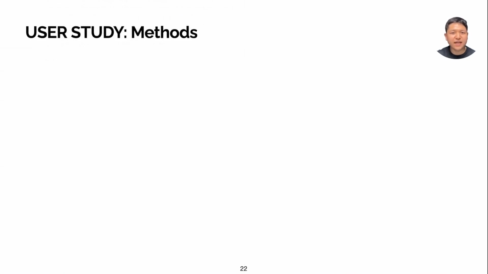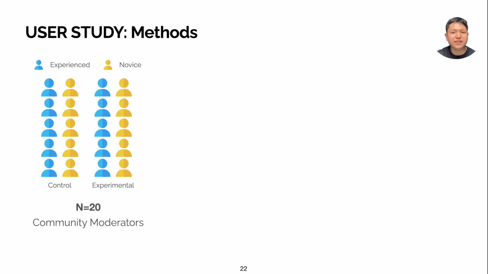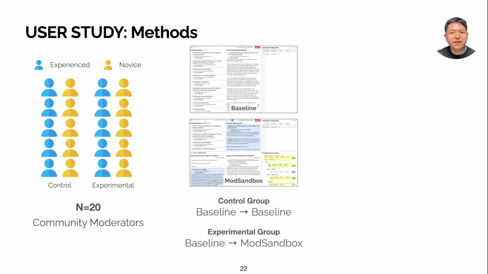To evaluate ModSandbox, we conducted a between-subject study with 20 online community moderators, comprising both experienced AutoModerator users and novice users. The experimental group used a baseline system first, and then our ModSandbox, while the control group used the baseline system for both trials. The control group was set up in this manner because participants might improve the rules simply by being given a second chance.